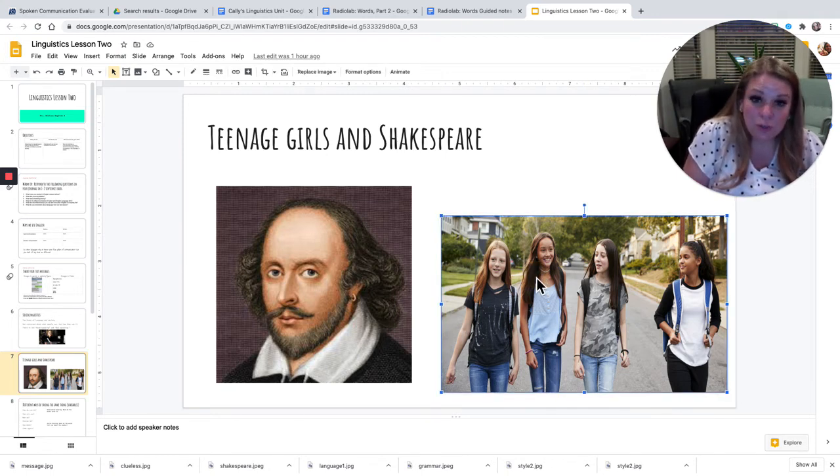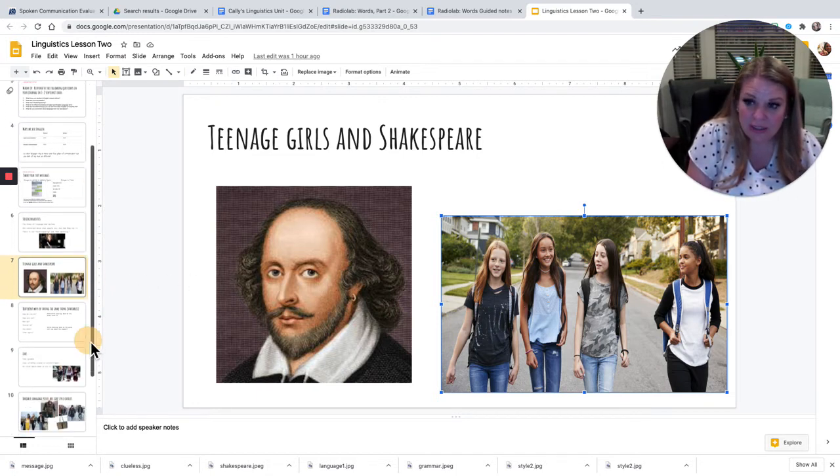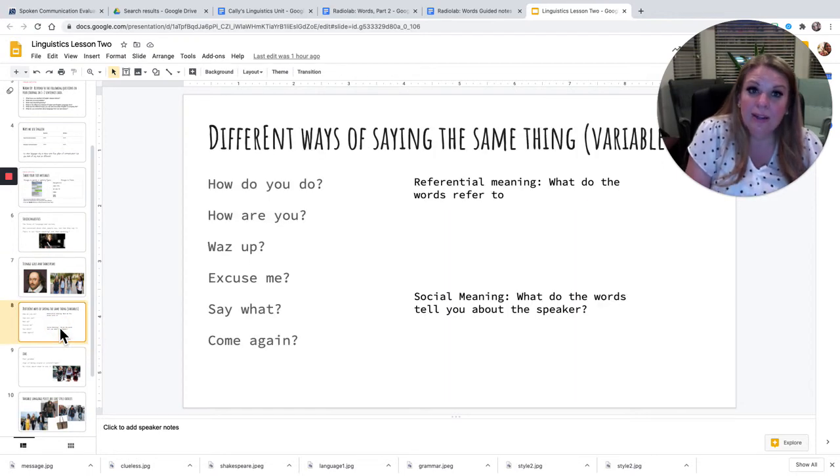We assume that the way they're using language is bad, but it's just different and new, and it's innovative and exciting. And language has always changed, whether it's Shakespeare changing it or 13-year-old girls. That's just inherent in language, that it changes. And so I don't want us to assume that the way teenage girls talk is unintelligent. There are so many different ways all the time of saying the same thing.